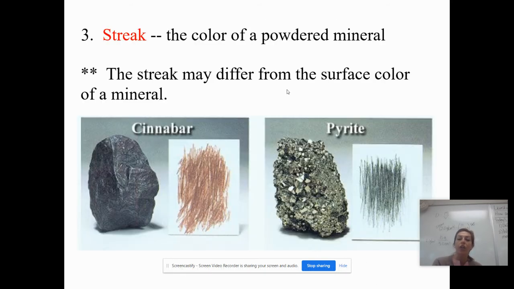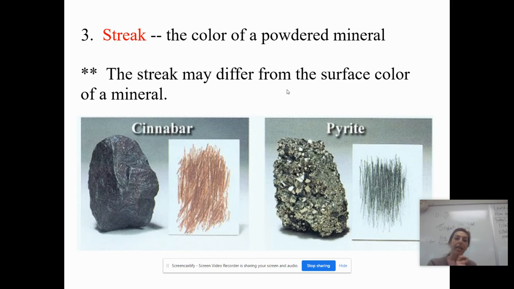Streak is the color of a powdered mineral. The way we determine this is we get a piece of white porcelain. If you've ever seen a porcelain doll, this is what those dolls are made out of. We get a piece of white porcelain and we take the mineral and we strike it across the porcelain to see the streak color. The reason why we do that is because a lot of times the color of the mineral is not the same as the streak that it presents.